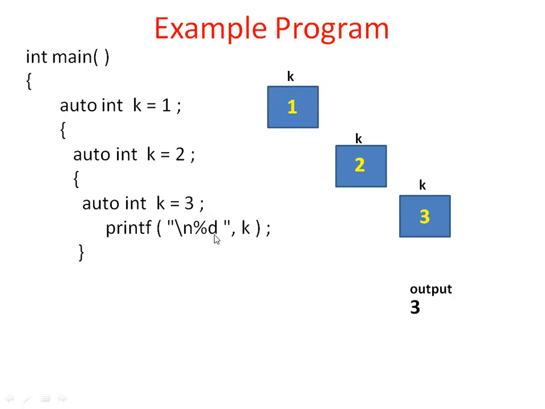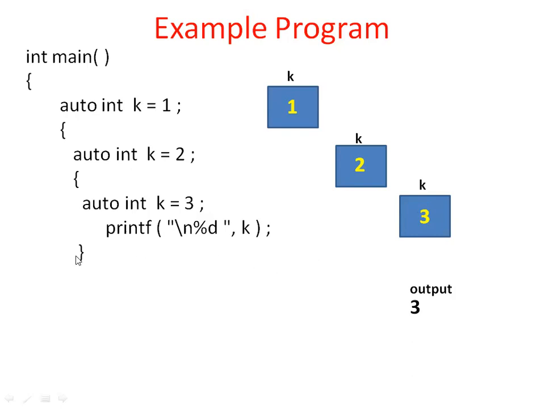After printing this, the control reaches the closing brace here. That means it is coming out from the block. As long as the control is within the block, this K is available inside the memory. Once the control reaches the closing brace, that indicates that the control is coming out from this block. Once the control comes out from this block, the memory for this K will be immediately released or removed, you can say.